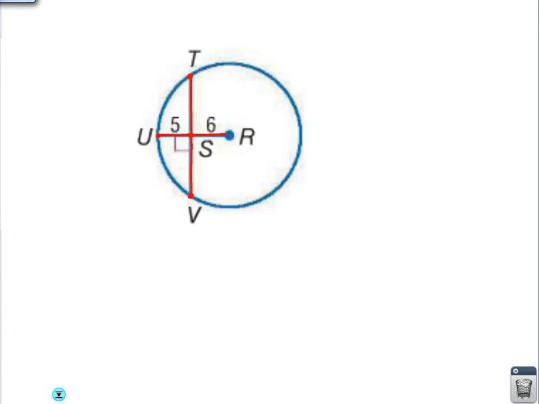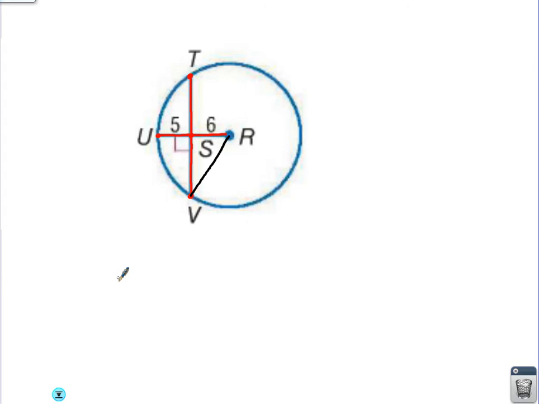Okay, here's your tip. How far is it from R to V? Let me draw another line here. That might help some. How far is it from R to V? Not 6. 6 is the distance from here to here. How far is it from R to V? Let me give you a hint. One word. Radius? 11. Y'all see now?